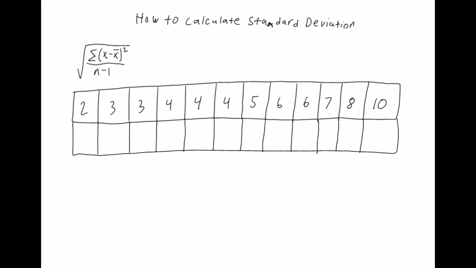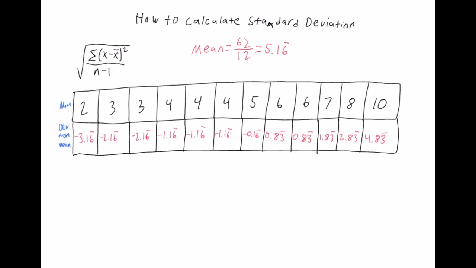So before you can do that, you need to find out the mean. So the mean, in this case, add up all the numbers and you'll get 62 and divide that by the 12 numbers, and that'll give you 5.16 with the 6 repeating. So then from there I want you to find the deviations of the mean. And when you do the deviations from the mean, you should get these numbers. Negative 3.16 repeating is how far 2 is away from the mean.